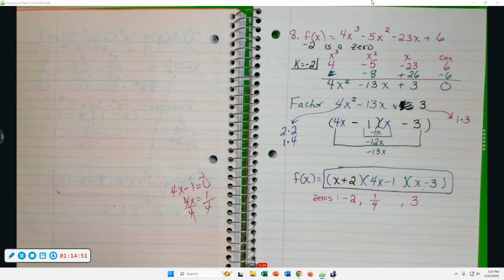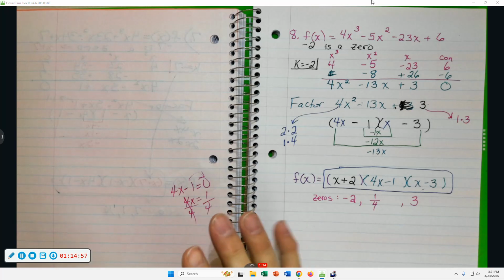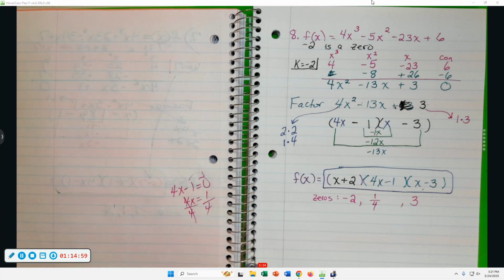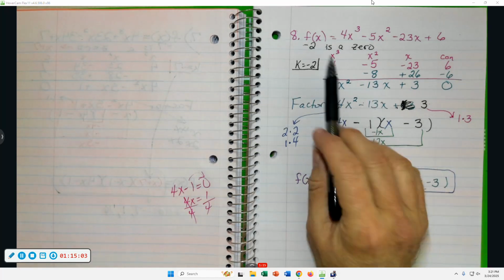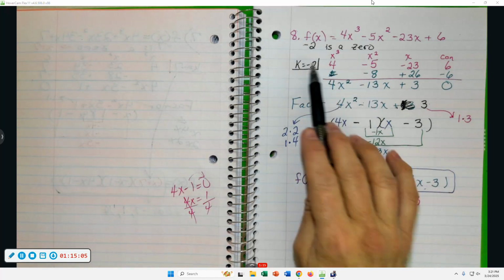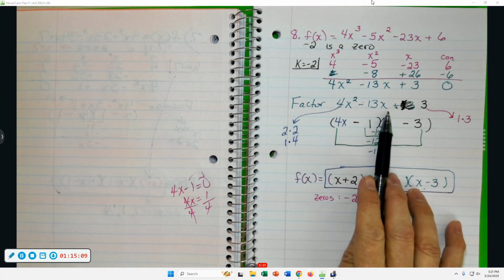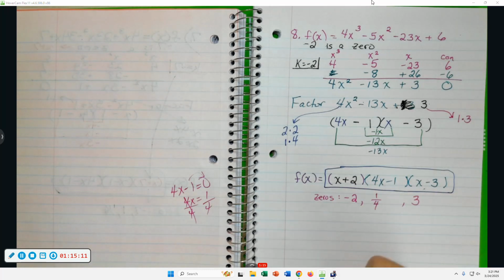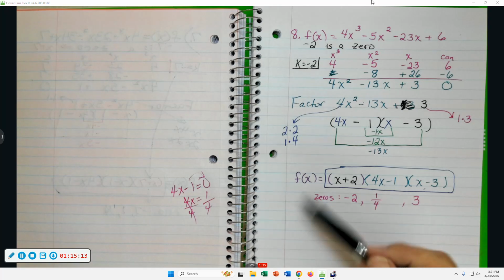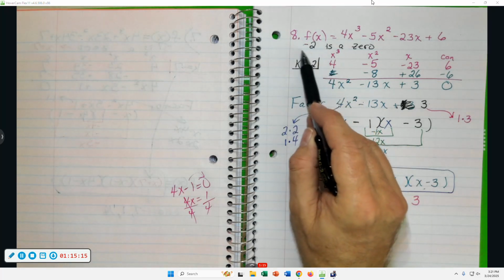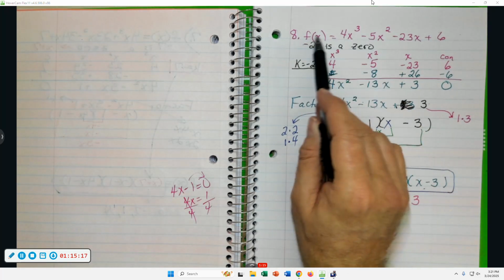Okay. Any questions? The natural question is what? Let me say this. It's pretty easy to factor when you're given a 0. Just do the synthetic division and factor the quotient. But what's the natural question? Suppose they didn't give you a 0. How the heck are they finding these zeros?